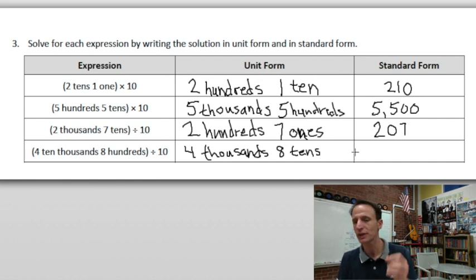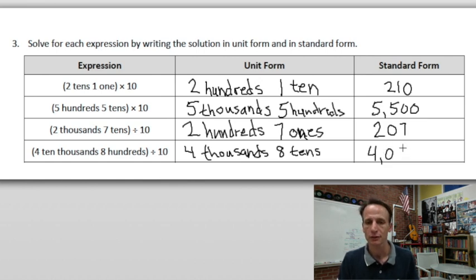All right, so now to write out this one, again, we have some places where we have no values and we have to write a 0. So be careful in writing this number in standard form. I'm going to place a 4 in the thousands place. I know my comma comes after the thousands place. How many hundreds? Correct, 0 hundreds. How many tens? Right again, 8 tens. How many ones? I have 0 ones.